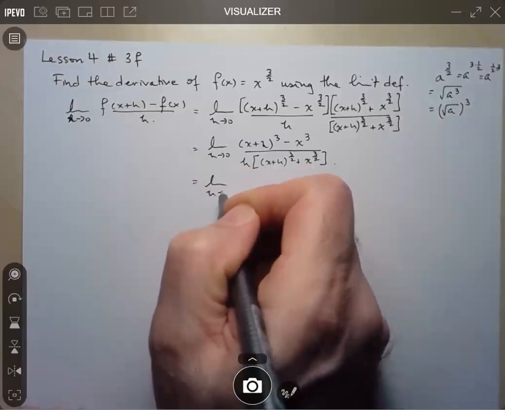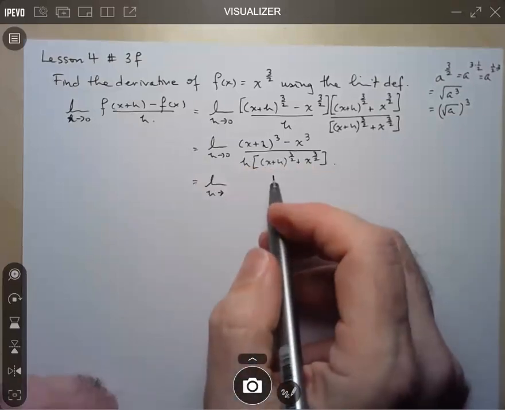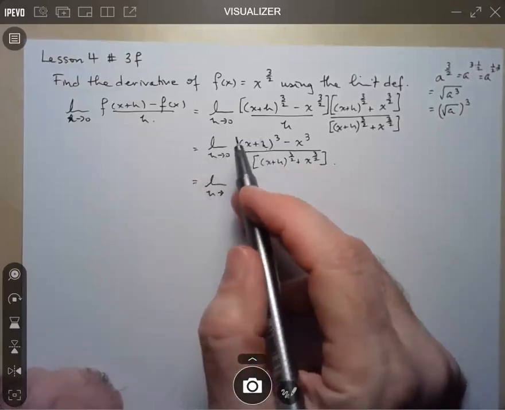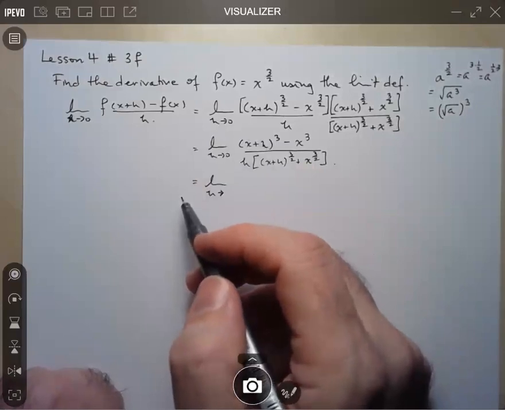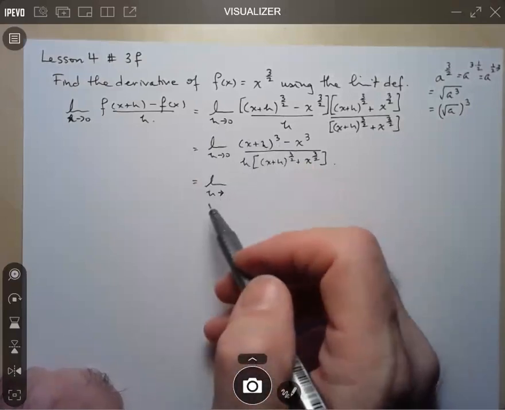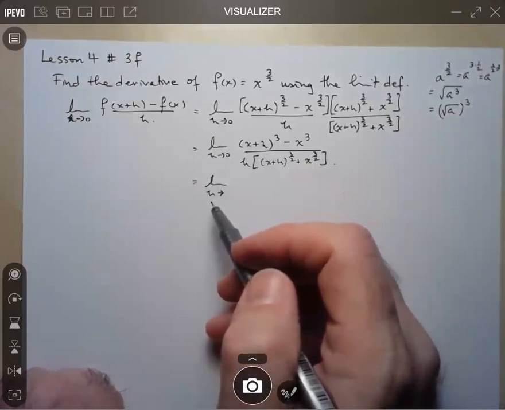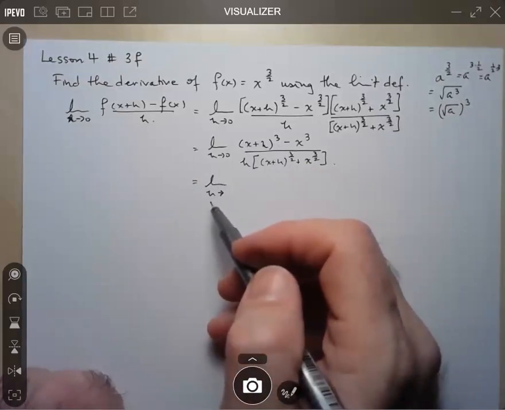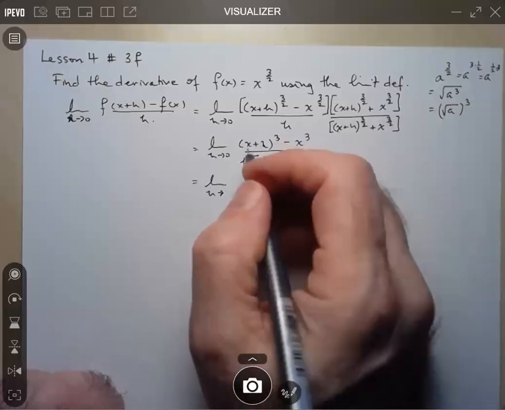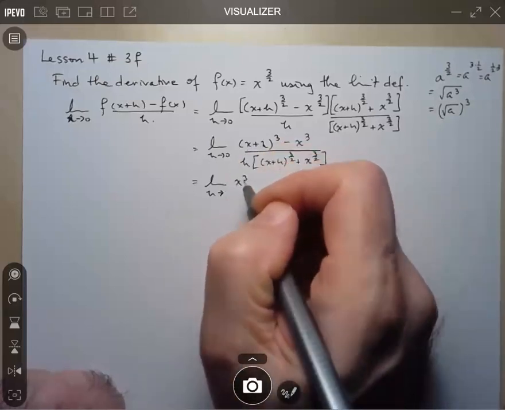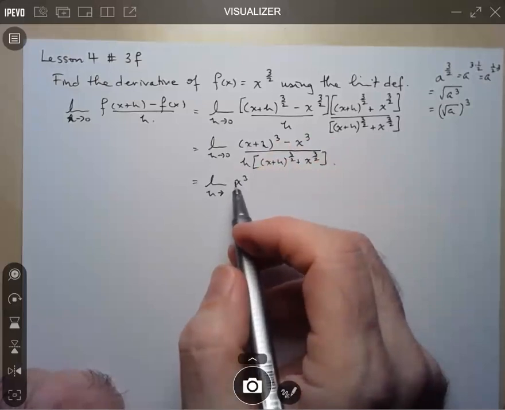Well, we've done this before. If you look back at one of the previous ones, you'll see that we've expanded x plus h all cubed, so I'm just going to write it out. All right, so let's see what we have here. We have x cubed. Or does somebody want me to actually multiply this out?